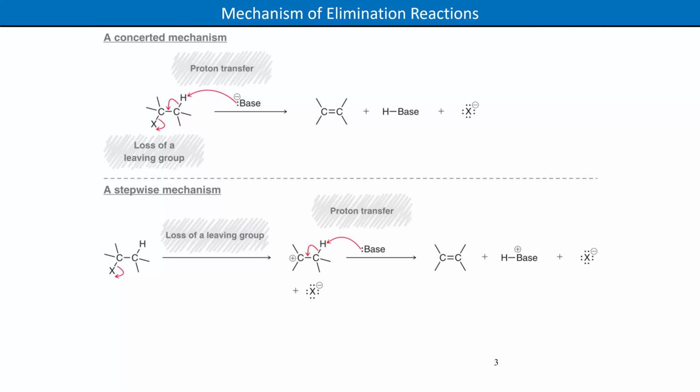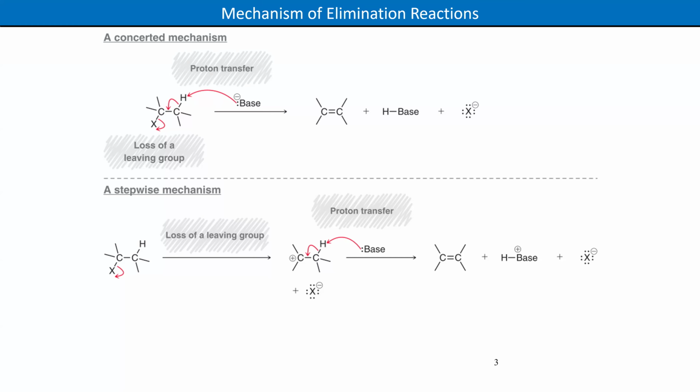So for starters, just a brief recap. If we're looking at elimination reactions, our two options are concerted, which is going to be second order. So this first one is going to be E2. It's second order because it's concerted.